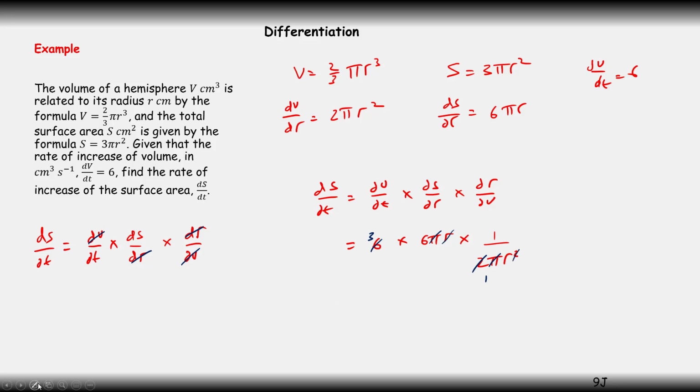So I'm left with 3 times 6, which is 18, over r, or 18 r to the power of minus 1. Either one is fine, and that's the rate of change of the surface area, dS by dt, with respect to time.